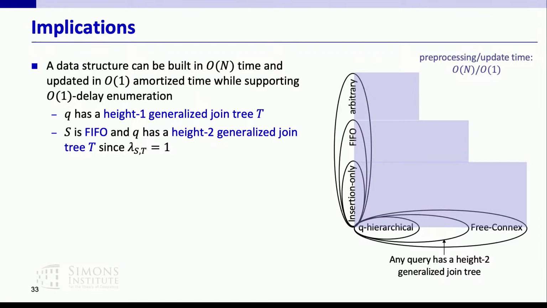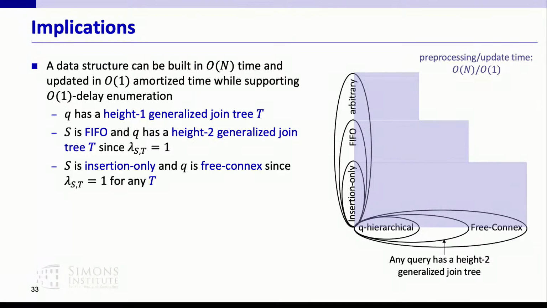And if we want to have some result for all free-connex queries, then we need to require that the update sequence should be insertion only or deletion only. So when you have more restriction on the update sequence, then we can do better. But I know there are some gaps between those classes of update sequences. So this is also an interesting question to explore.